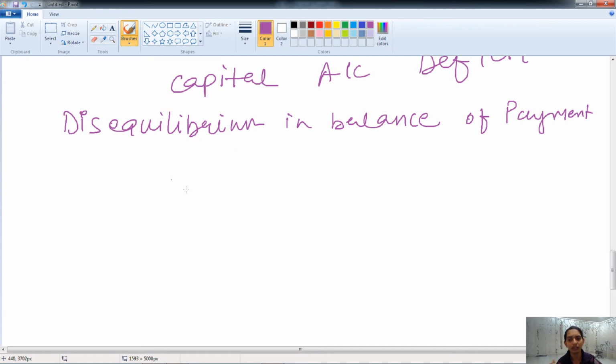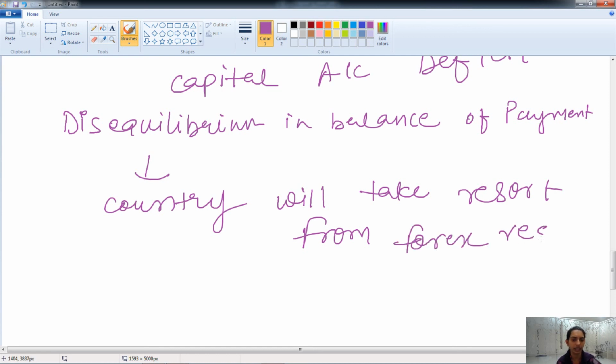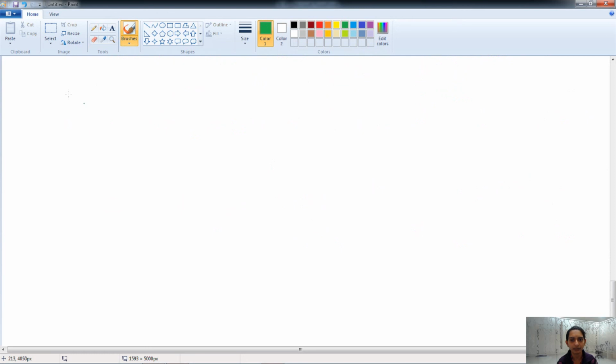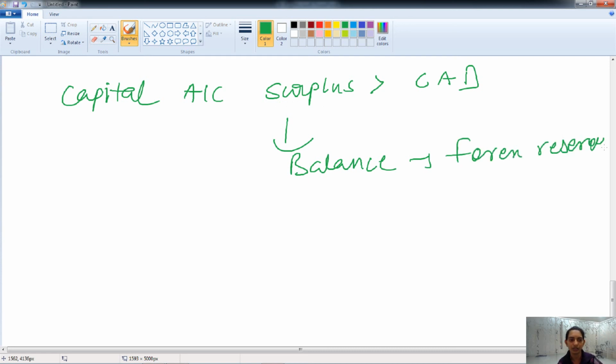So, in short, when there is a disequilibrium in the balance of payment, the country will resort to the foreign exchange reserves. In this case, when the capital account surplus is greater than the current account deficit, there is a balance of the surplus of the capital account, and the balance is transferred to the foreign exchange reserve account.